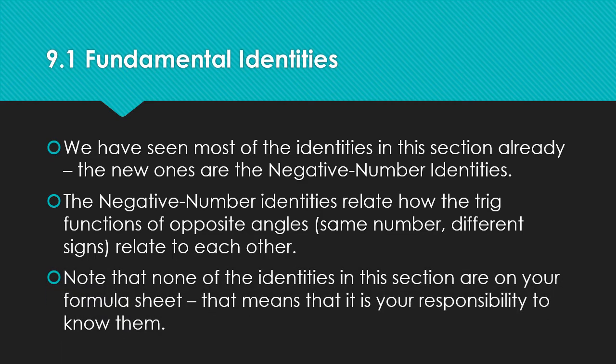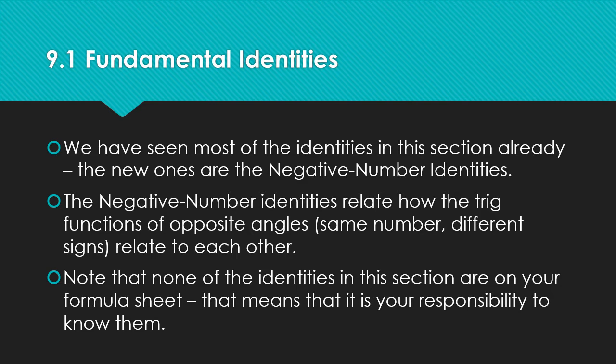Now, here, this is really, really important. You need to pay attention to what I'm saying here very carefully. Look at what this says. None, zero, zip, none of the identities in this section, in section 1, are on your formula sheet. None of them. Any identities we discuss in chapter 9, section 1 are your responsibility to know. They are not on your formula sheet. I will not be giving them to you. They must be in your head.